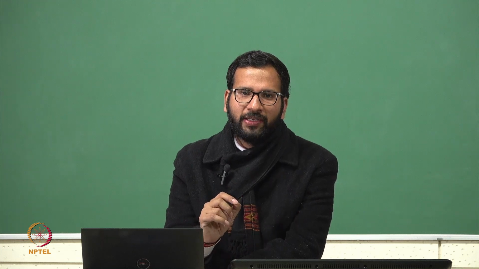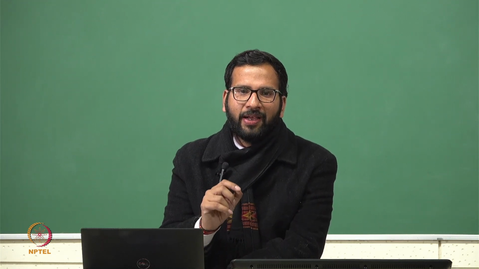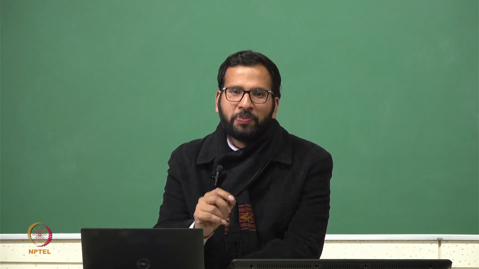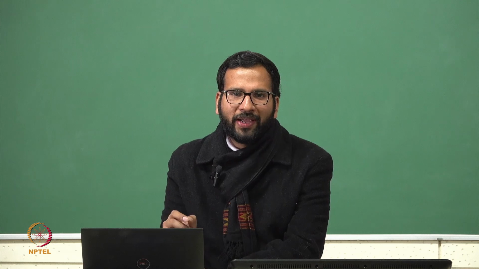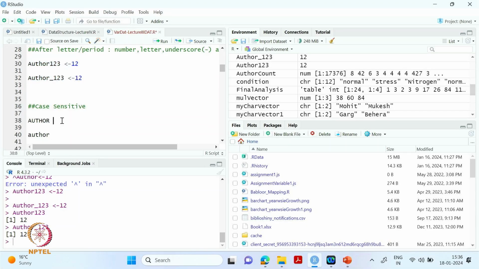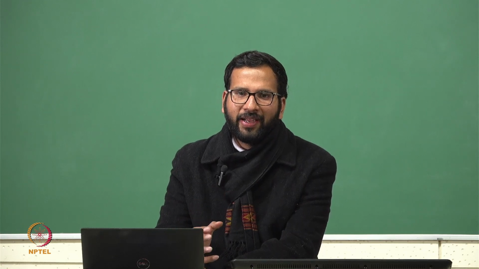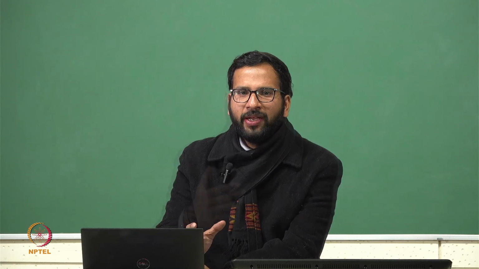Now the third, very important guideline whenever you are creating any object in R, is that an object name is case sensitive. What exactly does case sensitive mean? An object name in uppercase and the object name in lowercase are different. If you do it like this and assign the value 23, and do it like this with 36, and run this, now if you see the values, author has 23 and Author has 36. That is why you should always follow one kind of writing style, either all caps or lowercase or whatever style you are using. Otherwise it will confuse you.